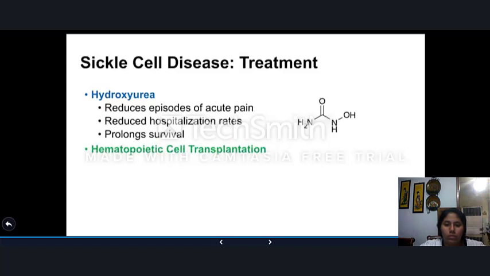Another possible treatment is hematopoietic cell transplantation. This is usually thought to be the only cure for sickle cell disease, and it's usually performed only in individuals less than 16 years old.